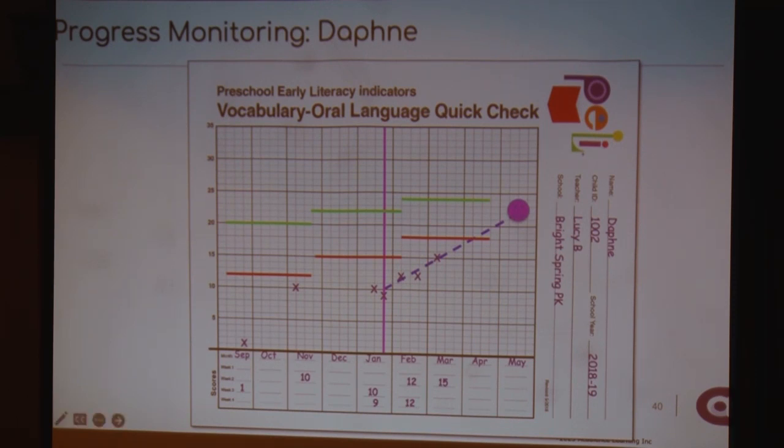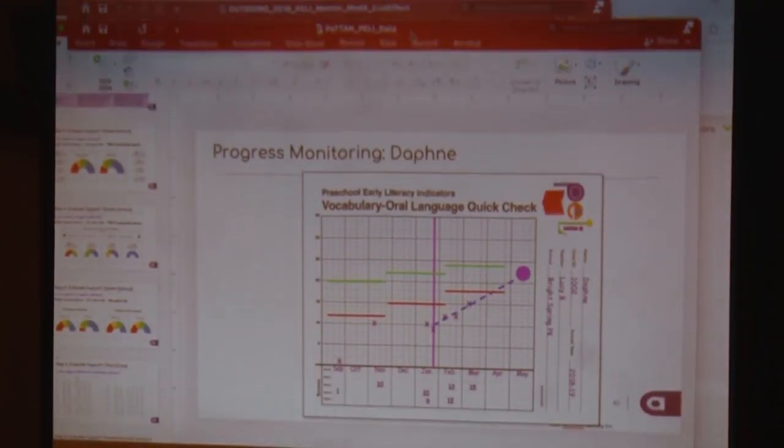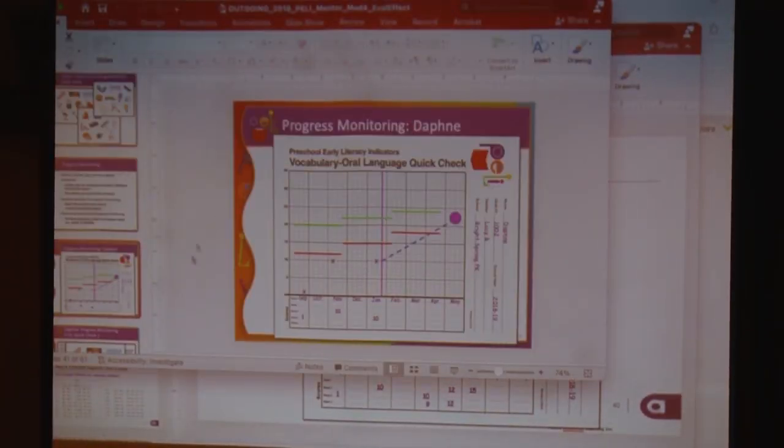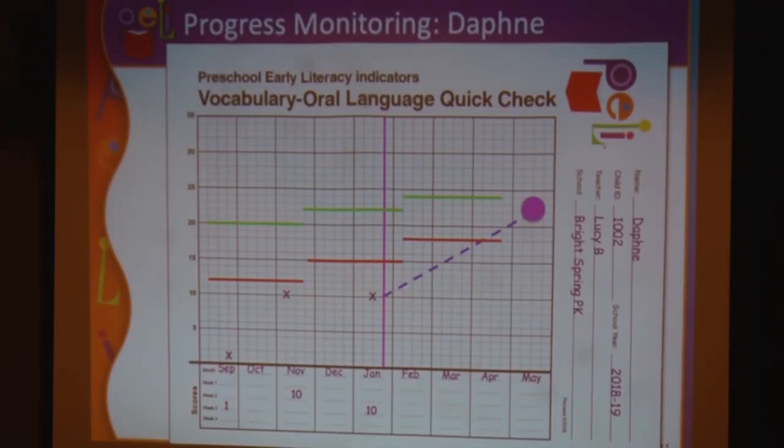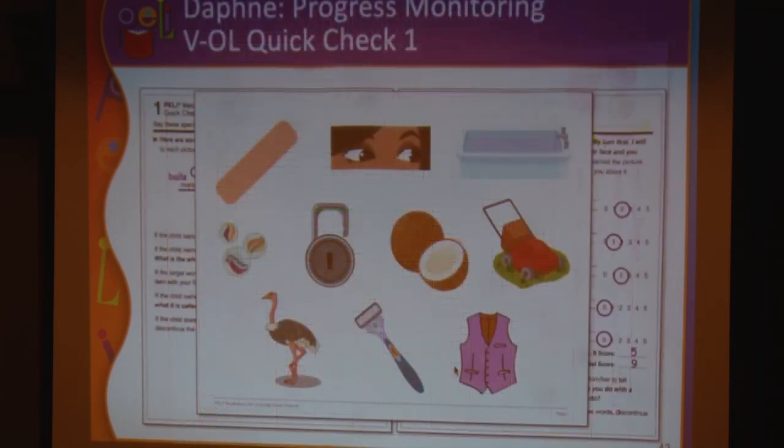And what I'm going to do is show you what that looked like. We don't have this data all into Acadience Learning Online yet. So I am going to my sort of old training slides to show what we did with Daphne and what this looks like, using the quick checks for her. So that's the vocabulary oral language quick check.